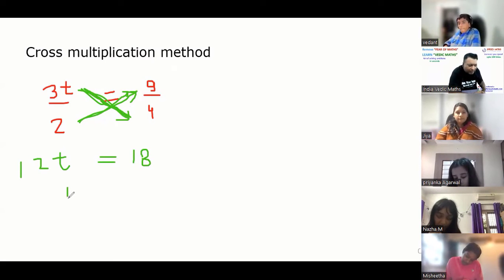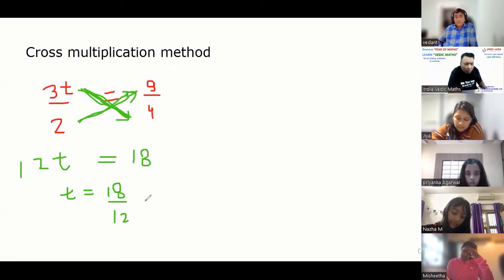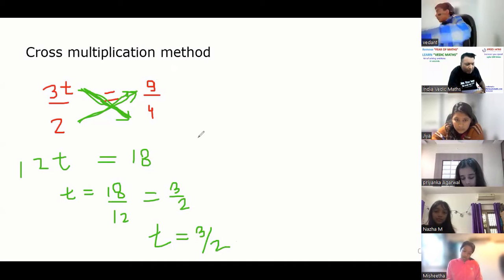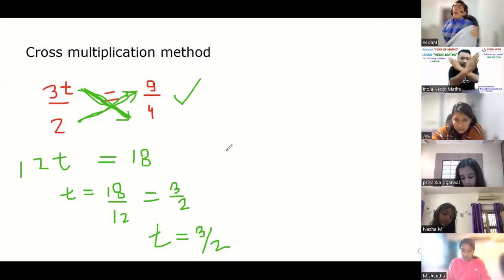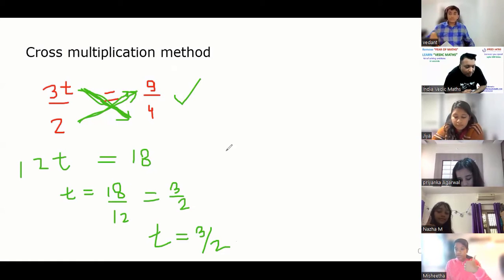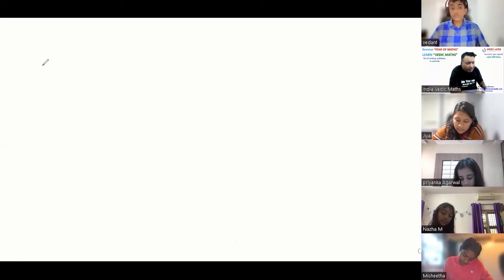Now if 12t is 18, t will be 18 by 12. Or if you want to simplify, 6 threes are 18. That is the answer. But if you don't simplify, that's fine. My main point is cross multiplication. That's the important thing. Right? Yeah. Cross multiply. Let everybody try the next question on cross multiplication.